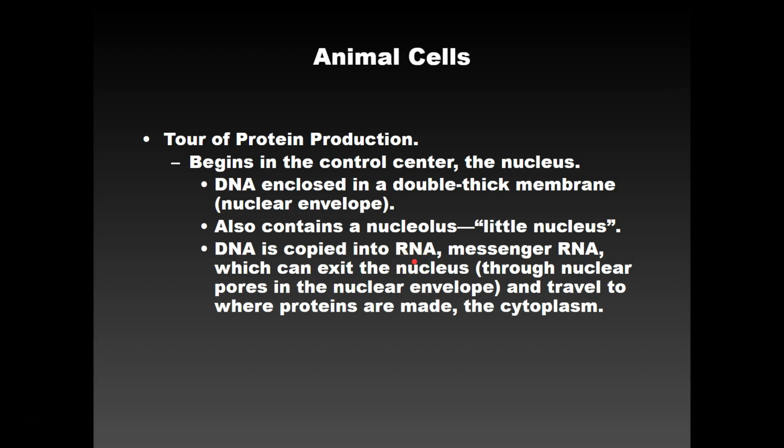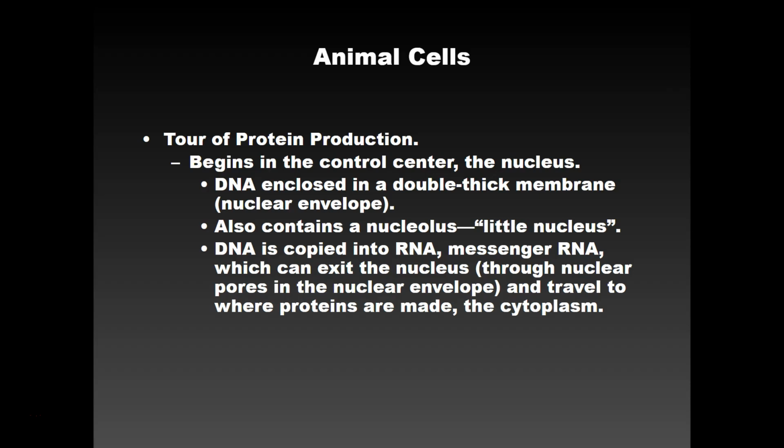So again, just to orient you to where we are, we're inside the nucleus. We have all of these recipes written down in the form of DNA. When a protein is needed, the cell will make a copy of the recipe for that protein. And that copy is encoded in what's called RNA. Specifically, it's encoded in something called mRNA, or messenger RNA.